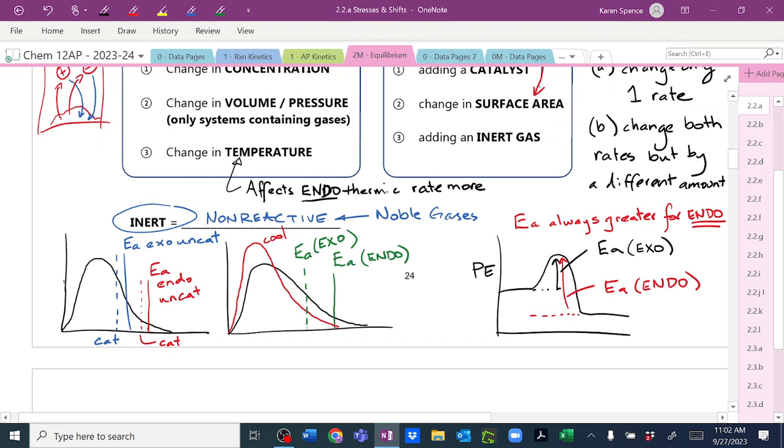Oh, why adding an inert gas? It doesn't do anything. It's the same reason why adding an inert gas does not speed up a rate. It doesn't speed up either reaction. It does not change the rate.